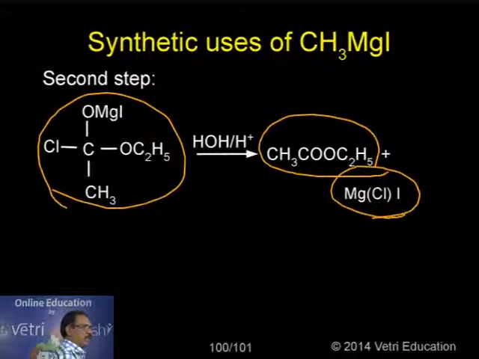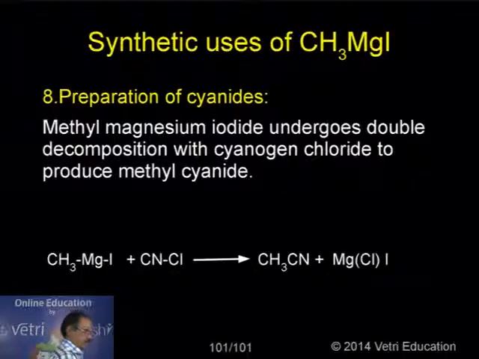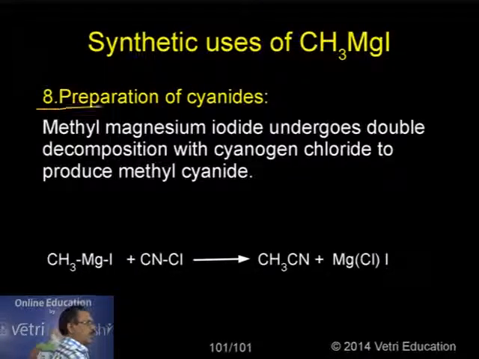So, this is the interesting information. Ethyl acetate is nothing but an ester. I can prepare any ester by using a suitable Grignard reagent. Finally, let me discuss preparation of cyanide.